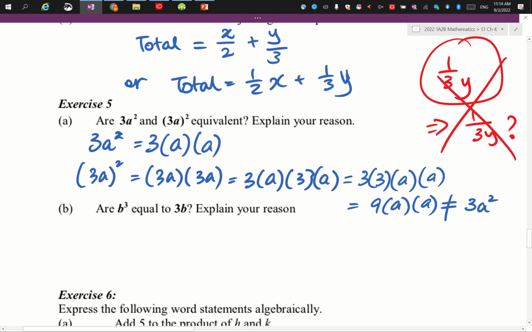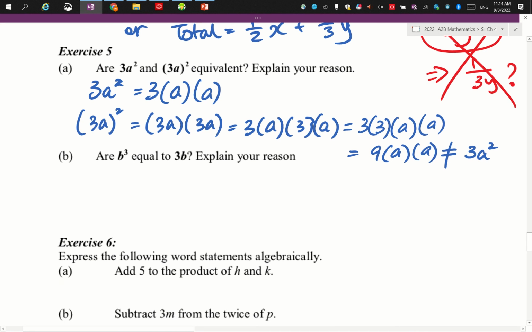And then let's try part B. B cubed versus 3b. Are they the same? B cubed versus 3b. What do you all think? What does b cubed mean? Okay, so b cubed is the same as b times b times b. Then what about 3b? b plus b plus b. Alright, they're different.